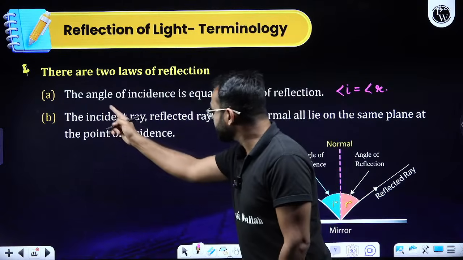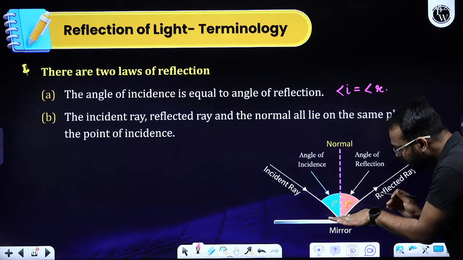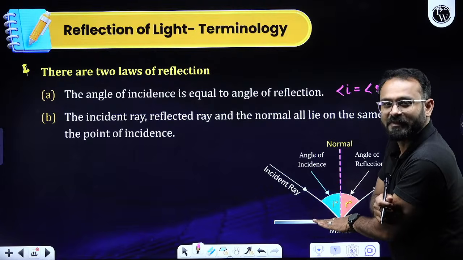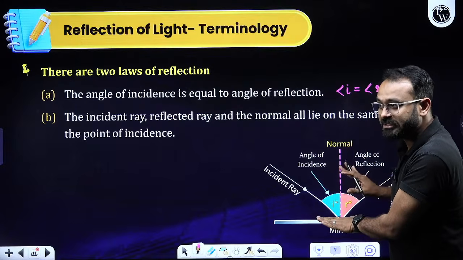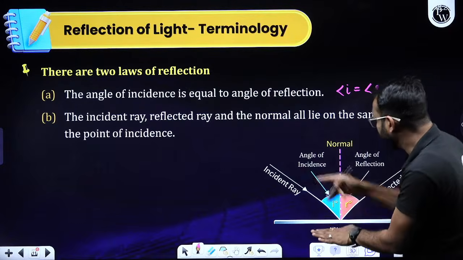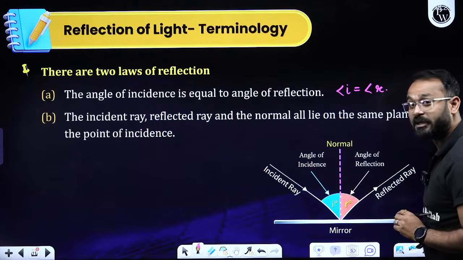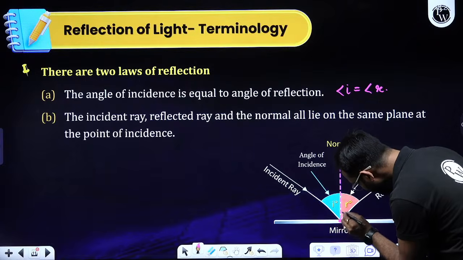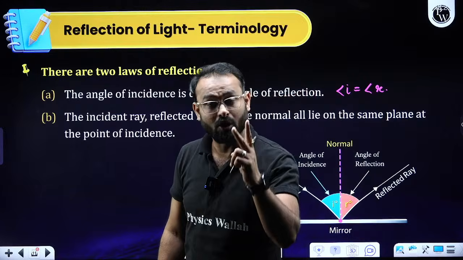Second law. It says incident ray, reflected ray, normal all lie on the same plane. And what is the plane over here? That is plane mirror. They're talking about plane mirror right now. According to this diagram, they are talking about plane mirror. So incident ray, reflected ray, normal all lie on the same plane at the point of incidence. These are the two laws.